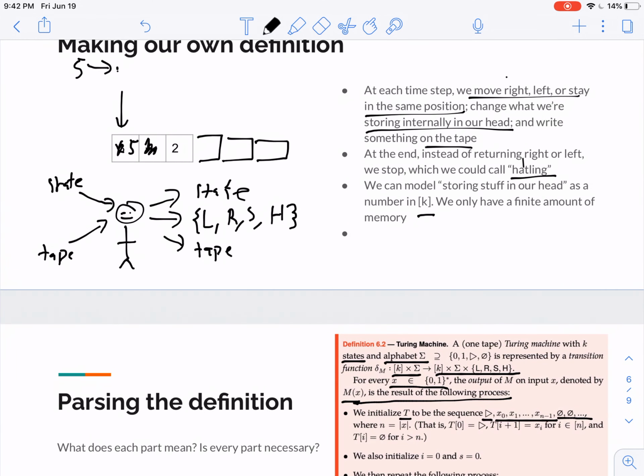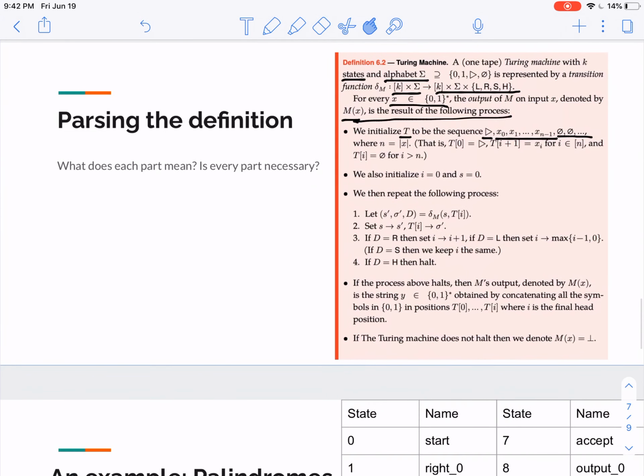It's our scratch work, the infinite sequence that we're working on. And it seems like we put this little triangle symbol as the start, and then we put the actual information that we were working with. And then we put a bunch of these other symbols. So what are these other symbols afterwards?